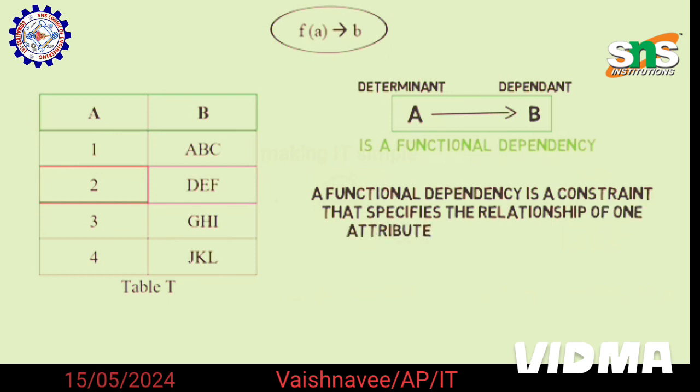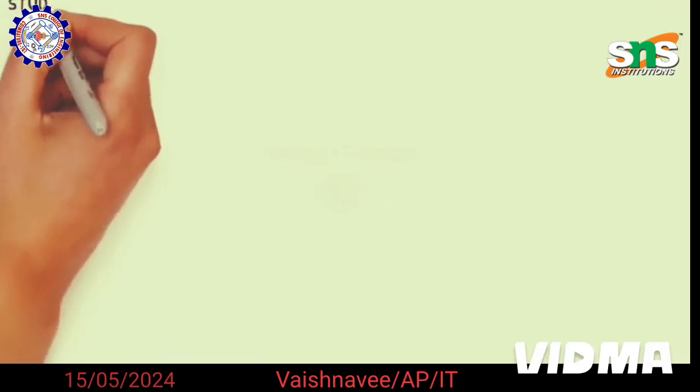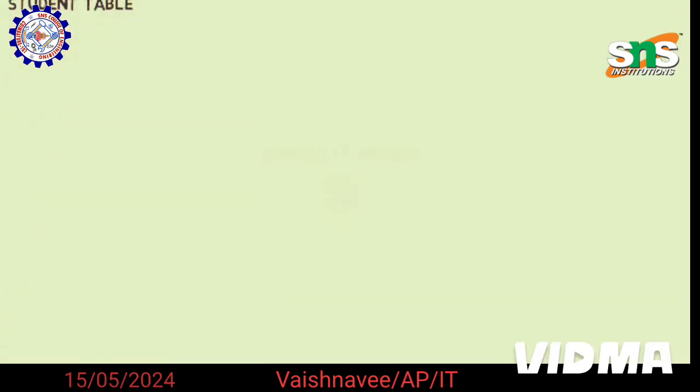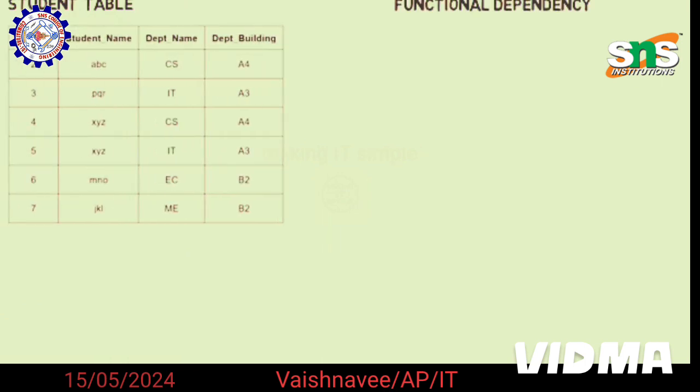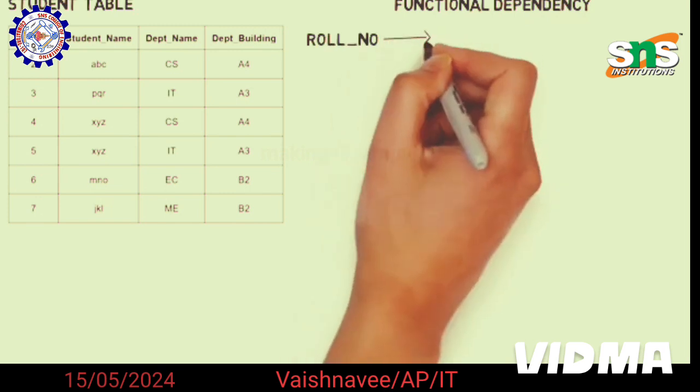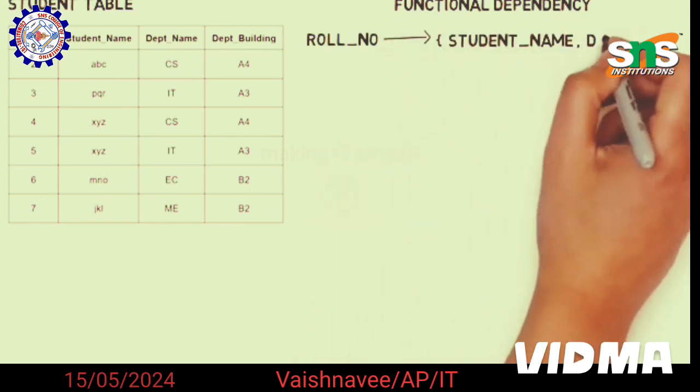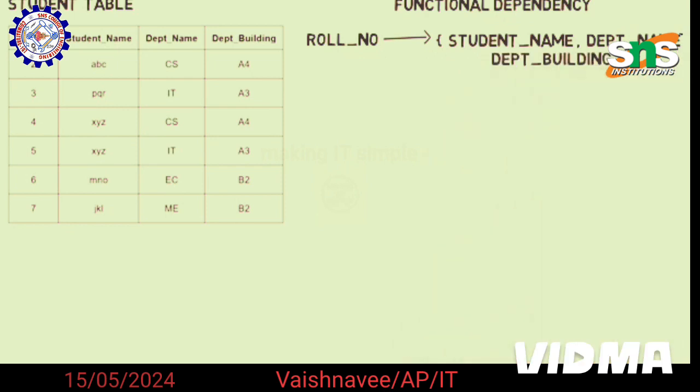The definition of functional dependency states that a functional dependency is a constraint that specifies a relationship of one attribute to another attribute in a relation or a table. Now let's see an example for better understanding. Consider the relation student table. Based on this relation, let us check whether the functional dependencies are valid or invalid.